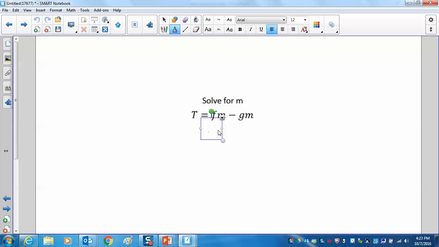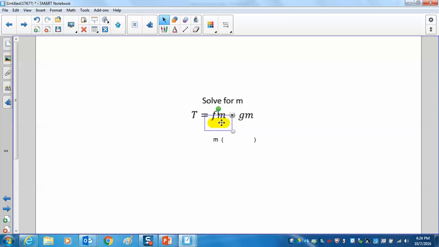So remember, we decided in an earlier video that when we factor, we write an m, lowercase m, and then we put a big set of parentheses. And when we factor out an m, what we're really doing is dividing each of these terms by m. We're going to divide this term by m, and we're going to divide this term by m.